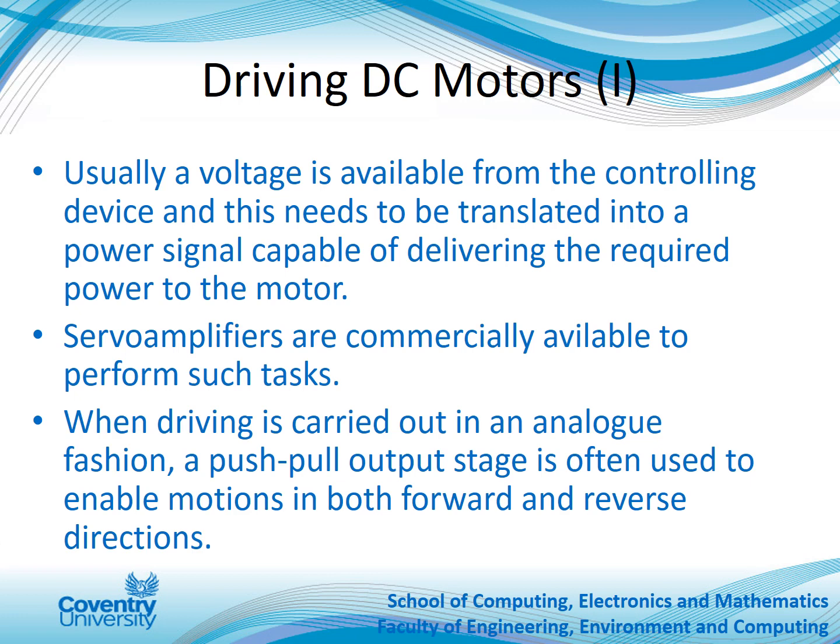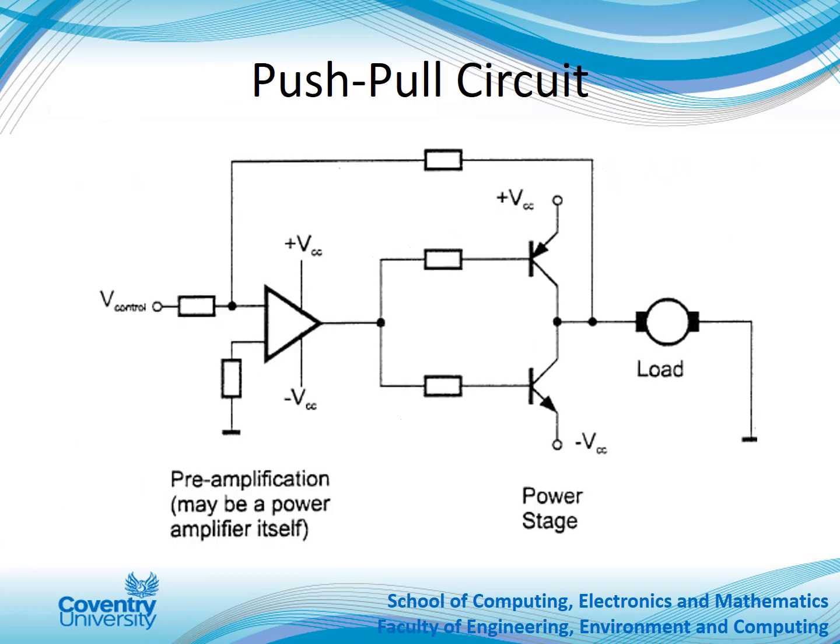Now we've looked at a typical motor model, let's look at driving DC motors. Usually a voltage is available from a controlling device, and that needs to be translated into power capable of delivering the power to the motor. Servo amplifiers are commercially available to perform such tasks, and when driving is carried out in an analog fashion, a push-pull output stage is often used to enable motion in both the forward and reverse directions.